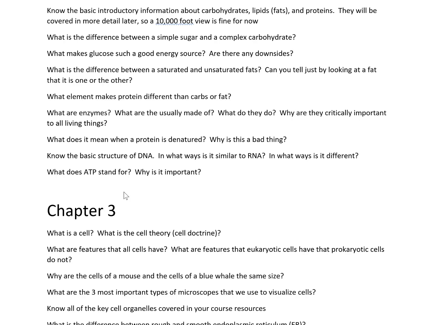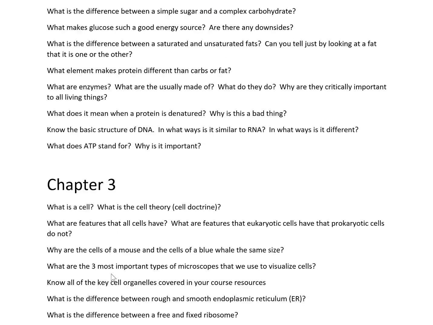Let's see. What does ATP stand for and why is it important? ATP stands for adenosine triphosphate. Why is it important? That is the cellular energy currency your body uses. We talk about using glucose for fuel or fat for fuel. No, we use those to make ATP. ATP is actually what powers your body, powers your metabolism. So your metabolism's job is to make ATP every second of every day. So that's what it is. I like to call it your cellular energy currency.